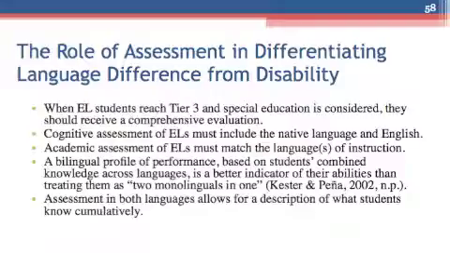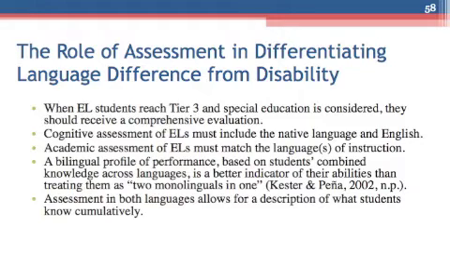The last piece that I want to just touch on, because our time is limited today, and this is a whole new topic, but I want to touch on that, answering the question language difference or disorder and the special education eligibility process. When EL students reach Tier 3 and special education is a possibility when it's considered, I strongly suggest that we consider a comprehensive evaluation be conducted.